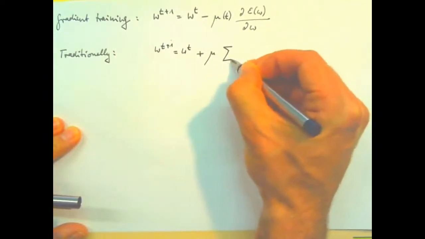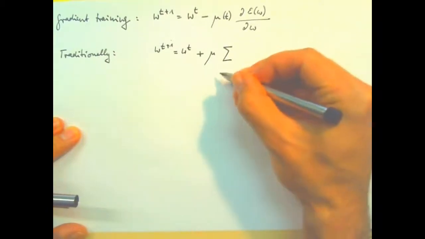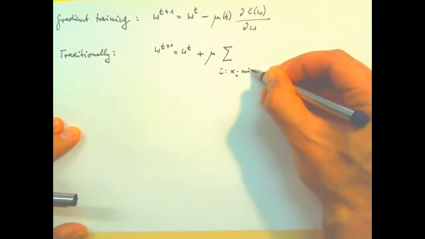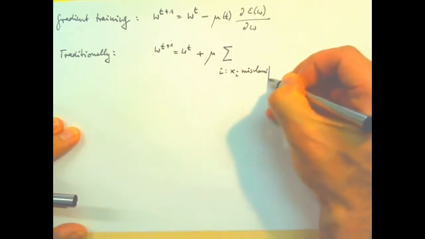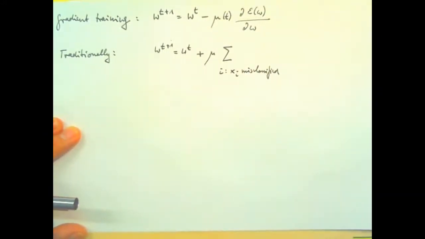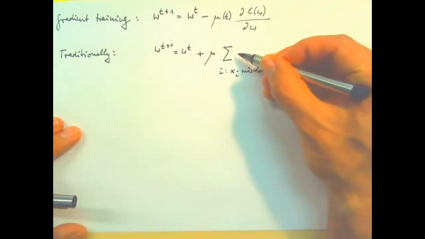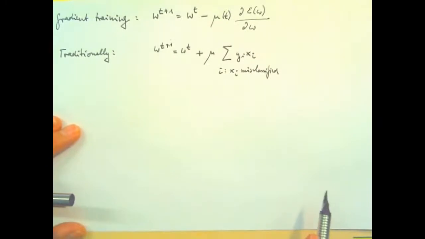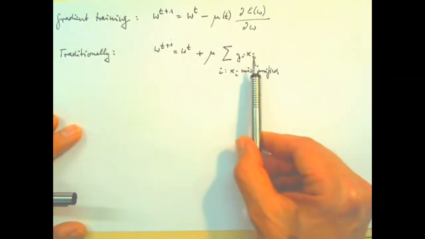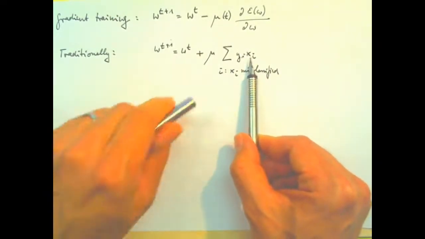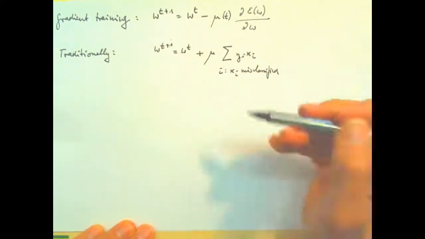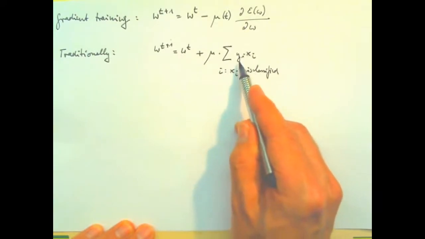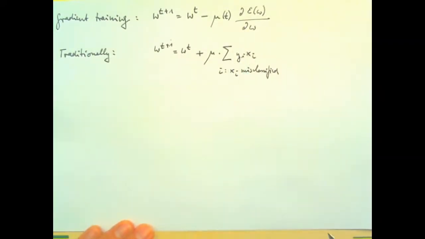We now sum only over the misclassified samples, those that were misclassified at time step t. If it was a sample of the positive class, then we simply add mu times it to our current parameter estimate. And if it was a sample of the negative class, then we subtract mu times the position of that sample from the parameter vector.